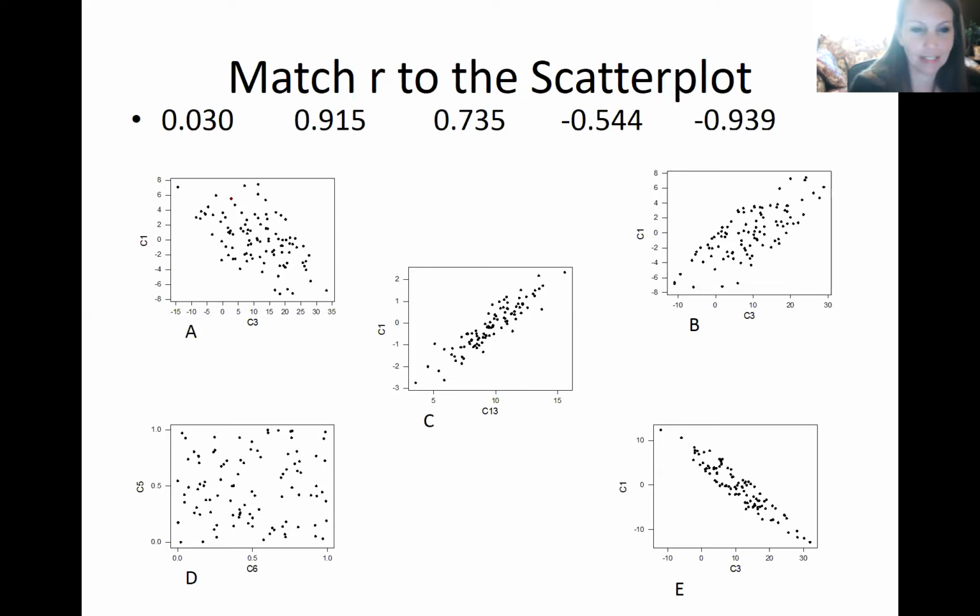All right, seeing some mixed answers. So 0.03 would go with D, because this one is really, really close to 0. When it's close to 0, that indicates no linear relationship between X and Y, either positive or negative.